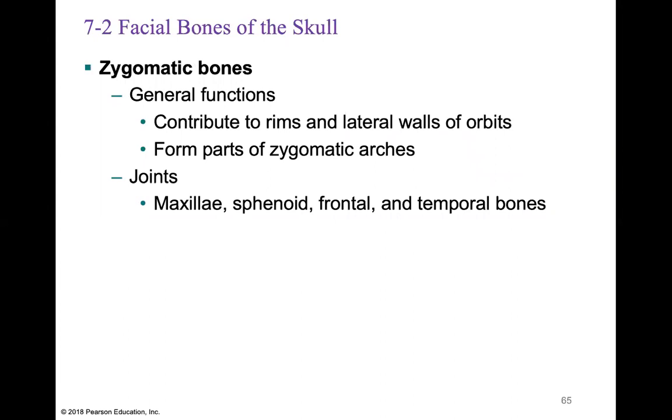Your zygomatic bone, more commonly referred to as your cheekbones. This is going to also contribute to the lateral walls of the orbit, so the sides of the orbit of the eye, the lateral sides. It will also form parts of the zygomatic arches. The zygomatic bones will form joints with the maxilla, sphenoid, frontal, and temporal bones.